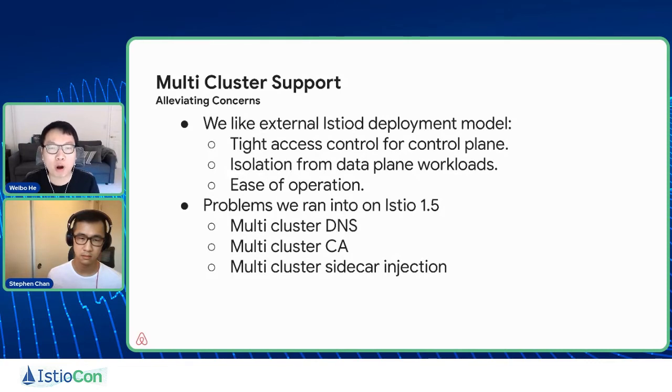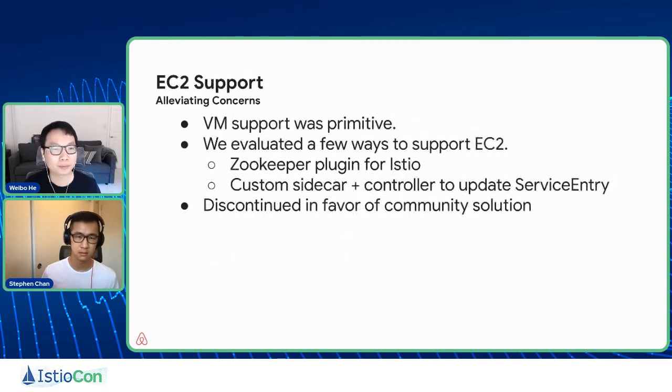We had to solve a few problems to get an external Istio deployment to work on Istio 1.5. We solved multi-cluster DNS by using external DNS to sync service IPs to Route 53 and using Route 53 as the main DNS server for workload clusters. We are interested in trying out the smart DNS feature once it's more mature. At the time, Istio CA didn't work for multi-clusters. We had to run istiod in workload clusters for CA and sidecar injection. We filed issues for all these problems, and all of them are fixed in subsequent Istio releases.